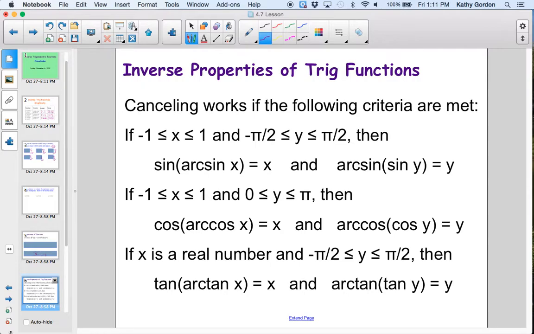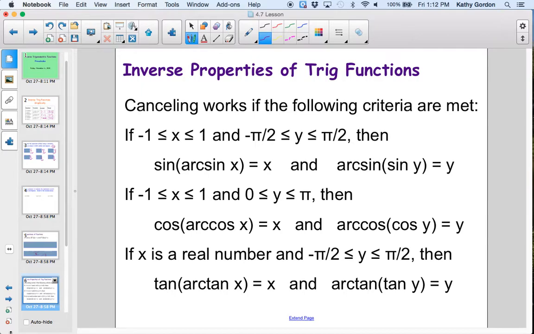Okay? And then tangent is a lot like sine, except that our x value here can be any real number. So having tangent on the outside is actually really easy, because you can do anything for x and you can just cancel tangent and inverse tangent. Beautiful.